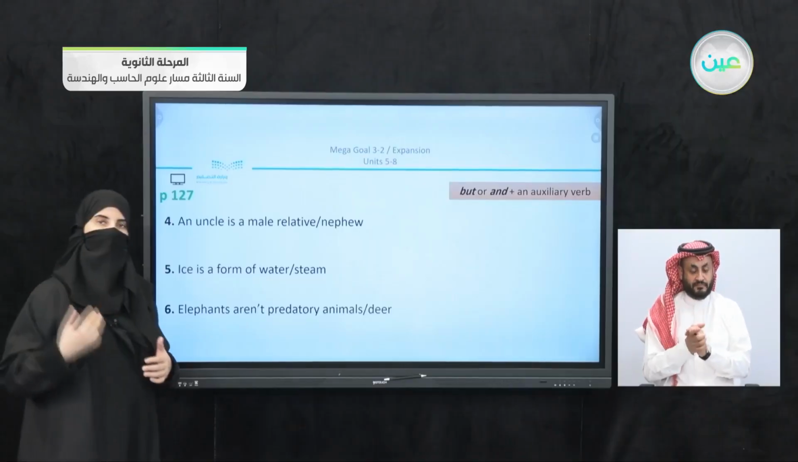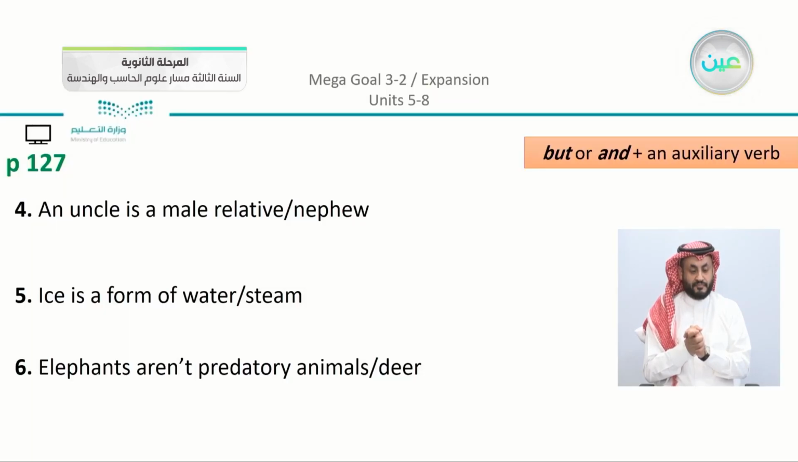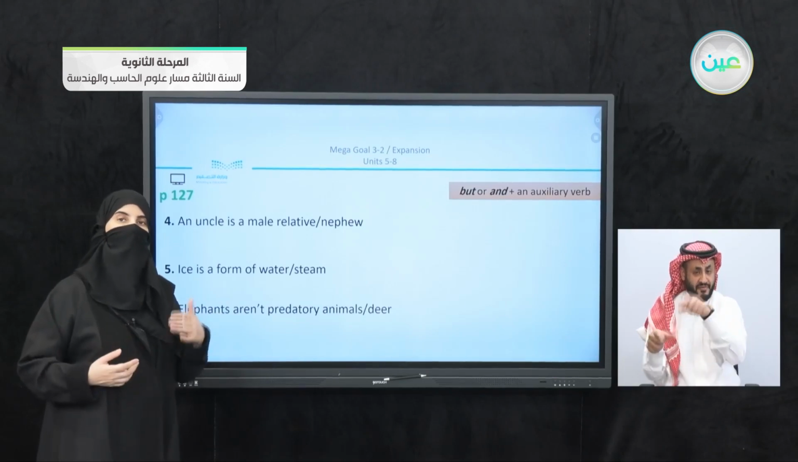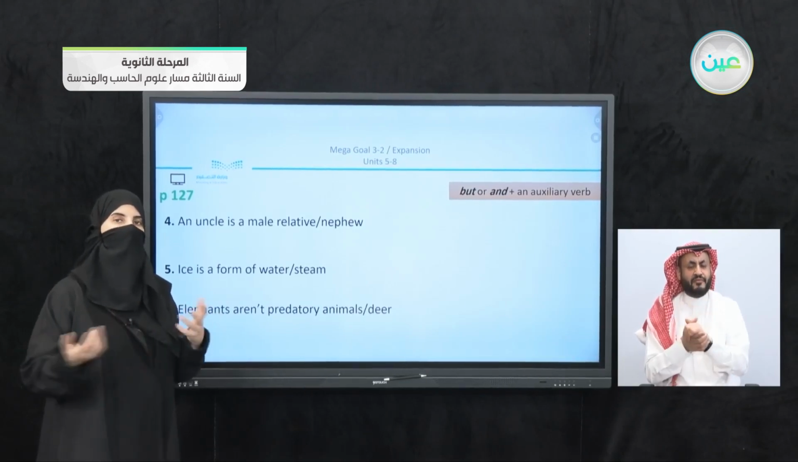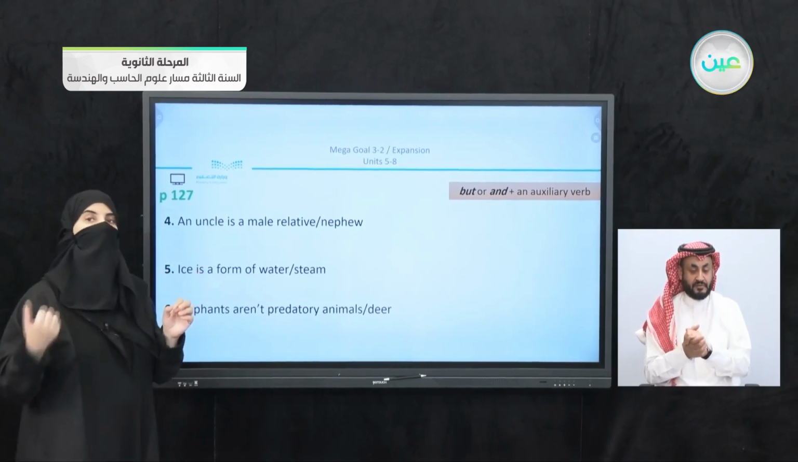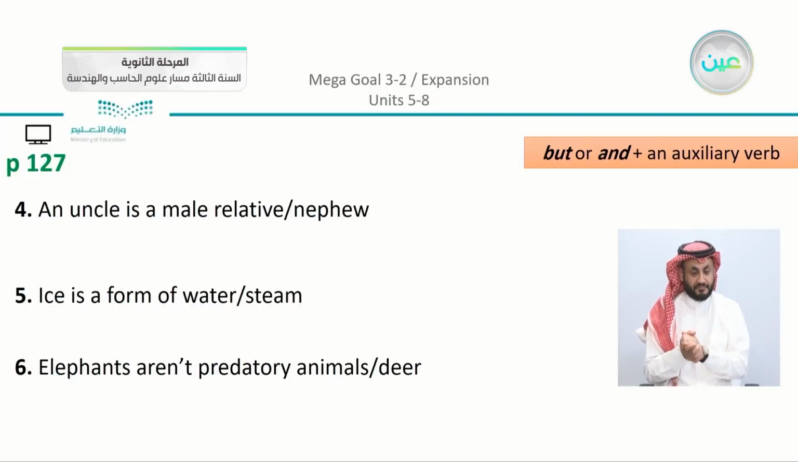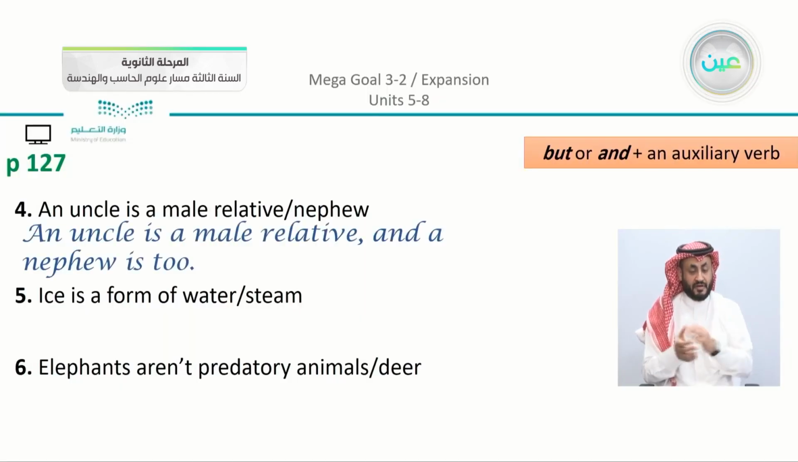Now we have here the 3 following. Number 4, an uncle is a male relative, nephew. So do you know your relatives? We have here the aunt, the grandfather, grandmother, cousin, nephew, niece. Now what is the difference between these relatives? So we have here the uncle and we have here nephew. Are they similar to each other? Now you can say in this sentence, an uncle is a male relative and a nephew is too.